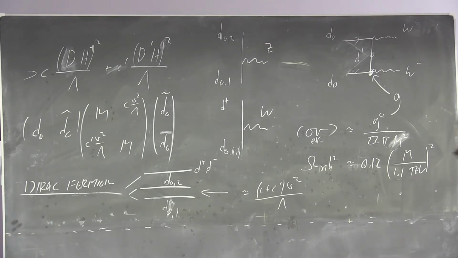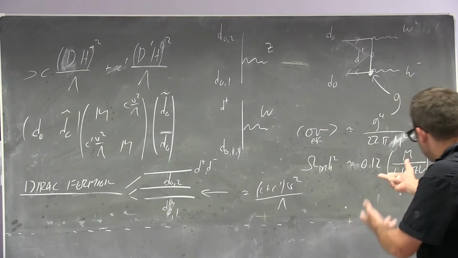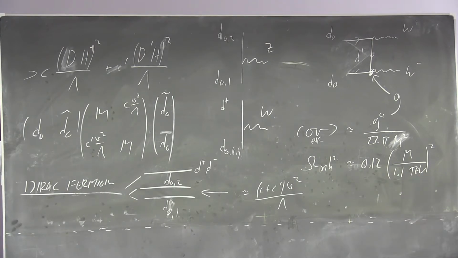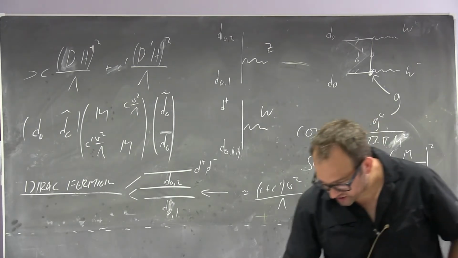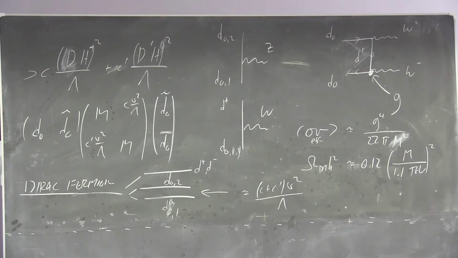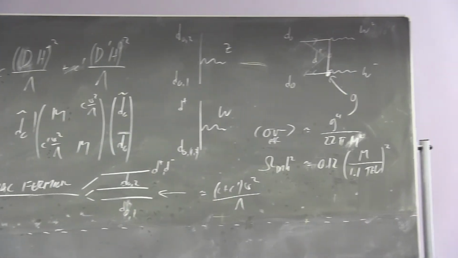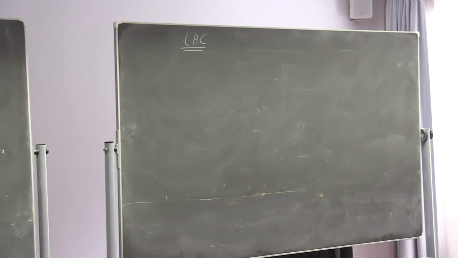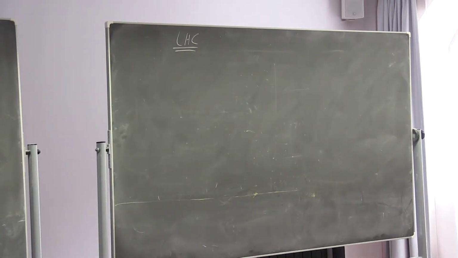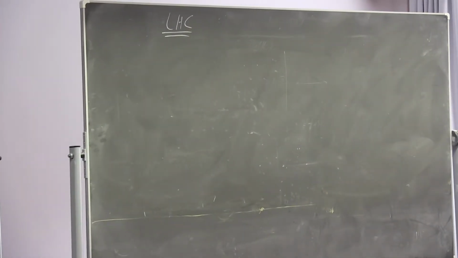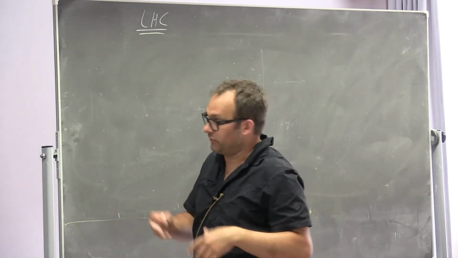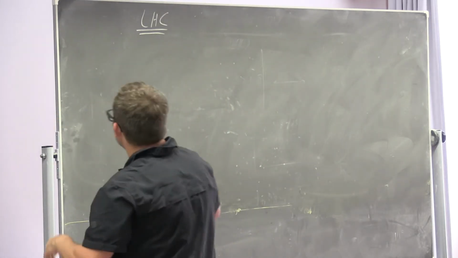Now, this is just nature. If we want to match it, this is what we get. Which is frustrating, because how are we going to see this? Well, we can produce various combinations of these states through Drell-Yan production, either through the photon or through the weak interaction.